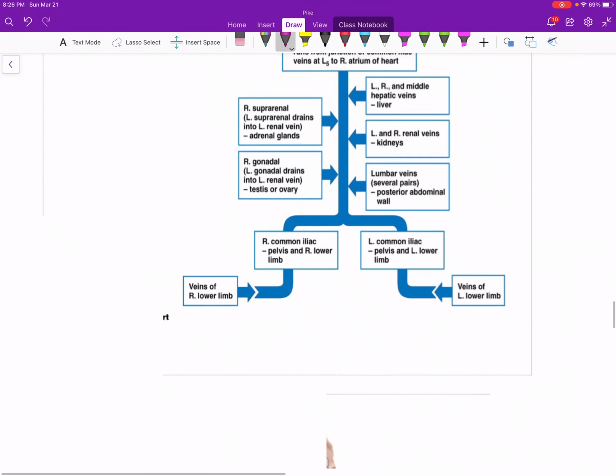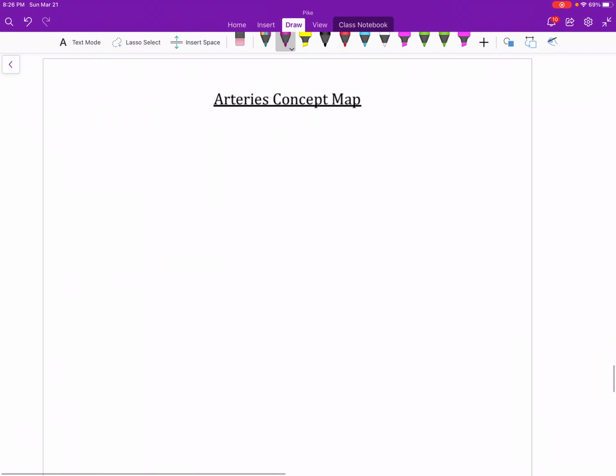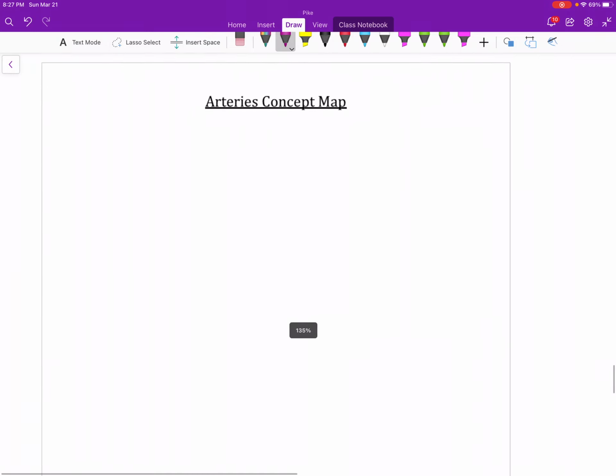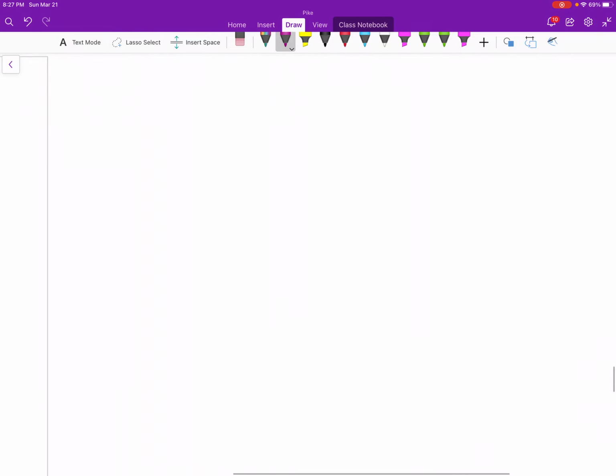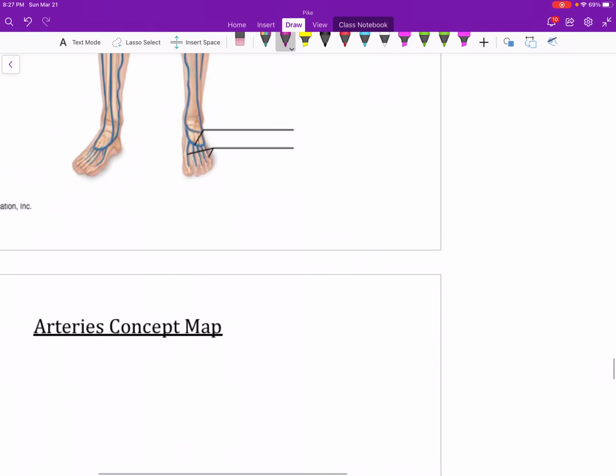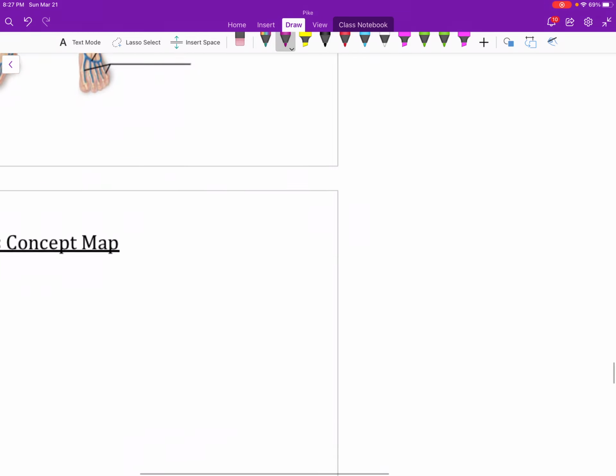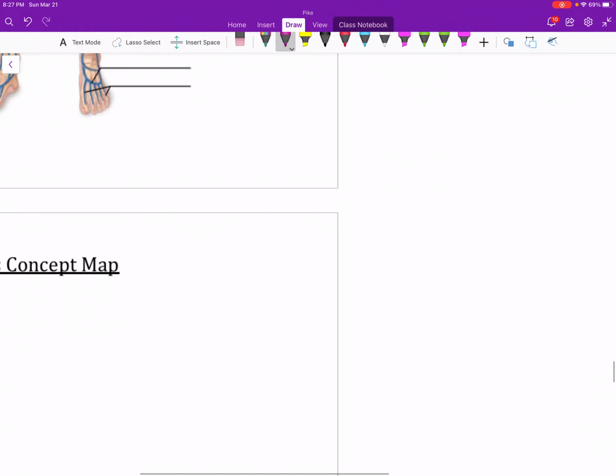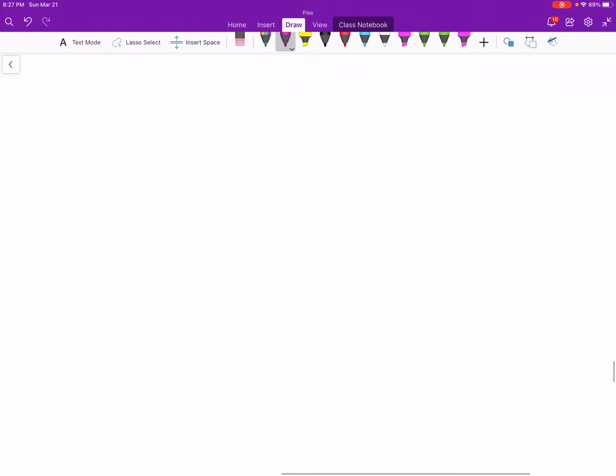But we're going to come down here to where it says Arteries Concept Map. And I draw really big, so I'm going to come out over here into the margin and just do mine. You can do however you want, but I don't like to be confined to just that one page. So I'm just going to pull over here, and I'm going to actually write out these arteries in the location that they're in. So what I want to do is start with the heart, okay, because we're going to branch out our vessels.